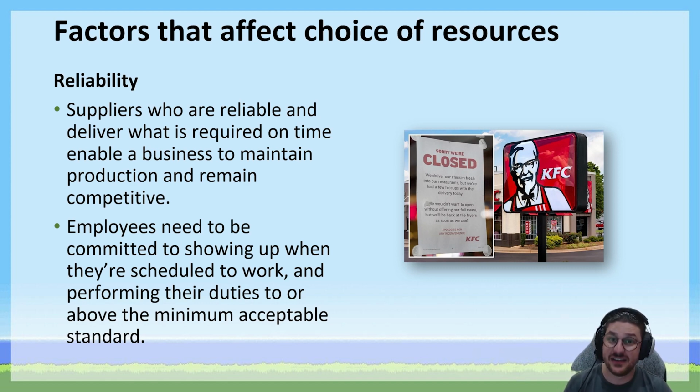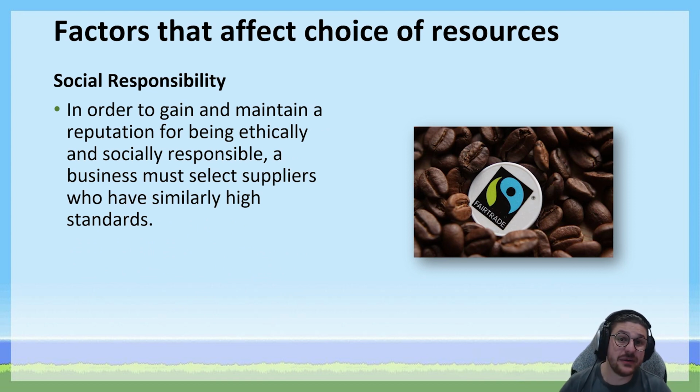And certainly we need to consider the social responsibility of our inputs, of our resources. Most customers prefer to purchase their goods and services from businesses that reflect the customer's own values. And these days, there are a few non-negotiables. Slavery is by and large entirely unacceptable. We don't tolerate it in Australia.